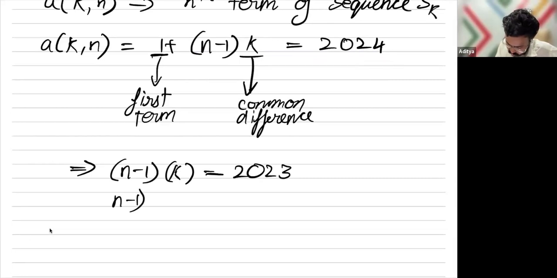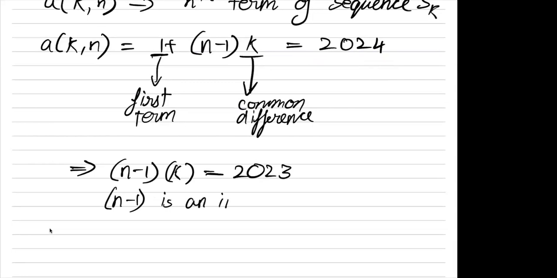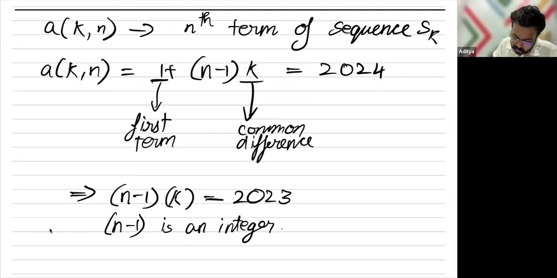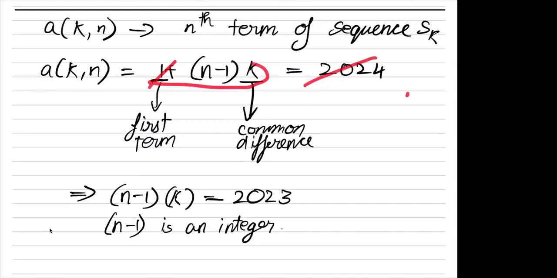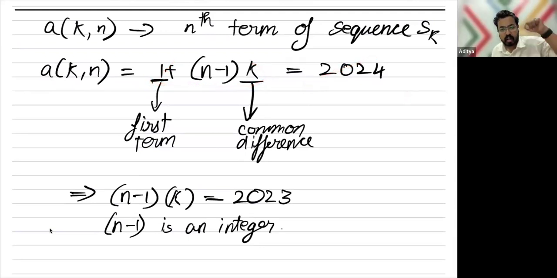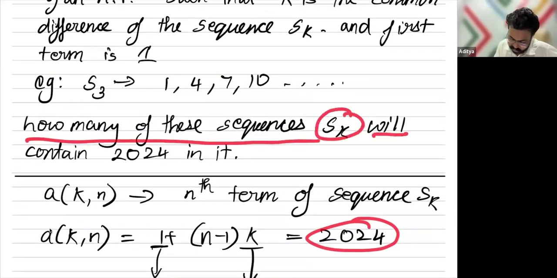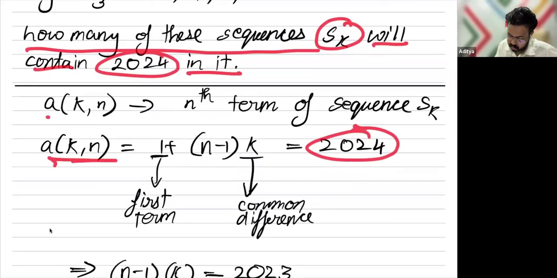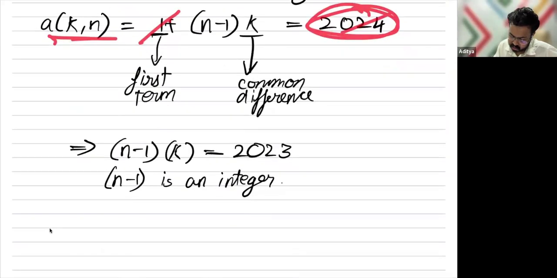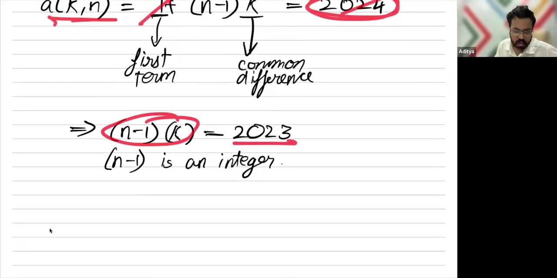Now n minus 1 is an integer. So I don't understand why we do 2023. Because I subtract 1 from both sides. So what do we want? We want a term of some sequence to be equal to 2024. Correct. How many of these sequences SK will contain 2024 in it? That means one of the terms has to be equal to 2024. Then I subtract 1 from both sides. I get the product of these two quantities is 2023.